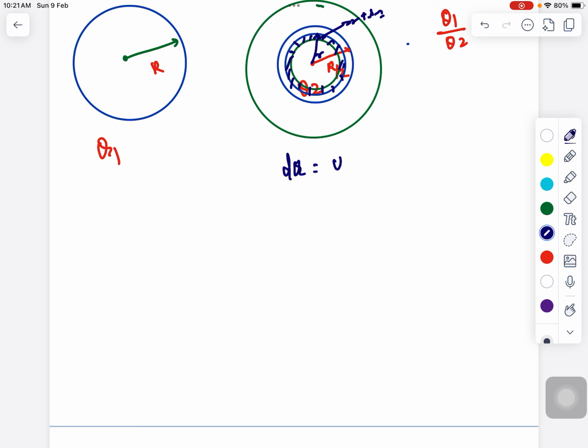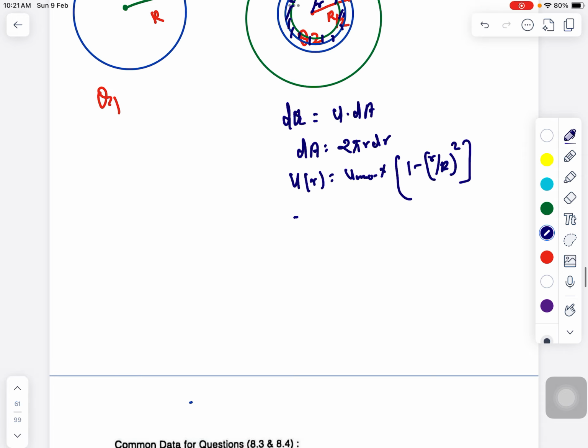that can be written as integral u dA. And what is dA here? dA is equal to 2 pi r dr. Is that clear? And what is u(r)? u(r) is equal to u max into 1 minus r divided by R whole square. So just calculate dQ here. dQ is equal to u, obviously u max into 1 minus r divided by R whole square, into 2 pi r dr. Is that clear?